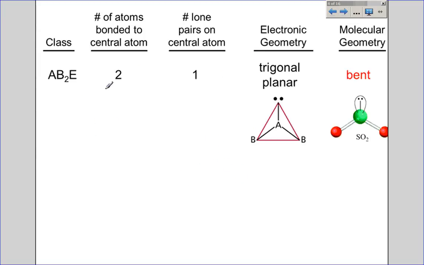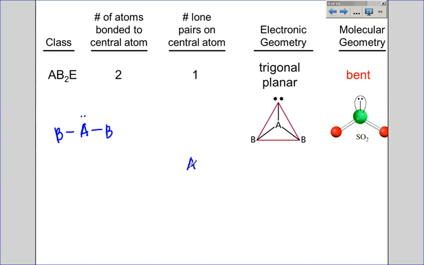In our next class, we have AB2E. So in this class, we have 2 atoms attached to the central atom, and we have 1 lone pair. So we have a total of 3 electron pair domains, as we did with the AB3 class, but this time 2 of them are bonding and 1 of them is non-bonding. So you'll see that the electronic geometry and molecular geometry will be different this time.